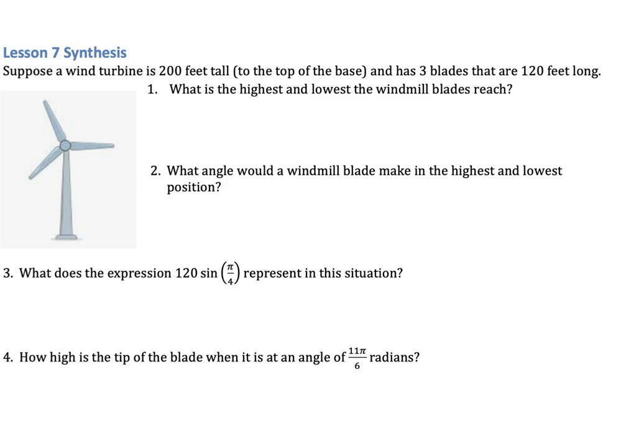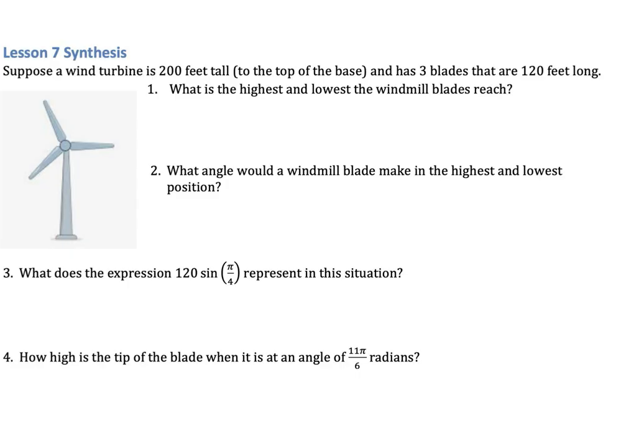Okay, so our lesson synthesis. Remember we were trying to find points around the circumference of the circle using sine and cosine. Really what we did was we used sine because it was the vertical portion only. If we needed the horizontal portion, we would have used cosine. So let's look at this lesson synthesis.